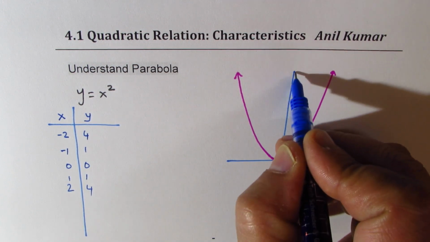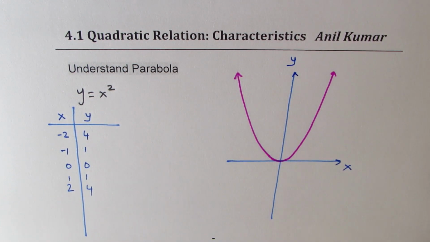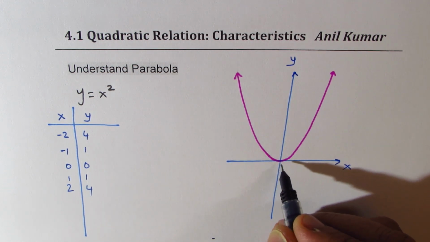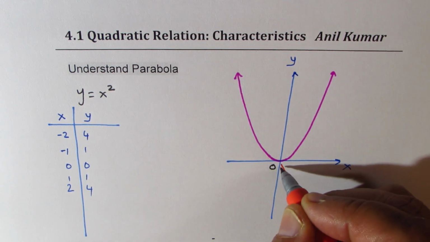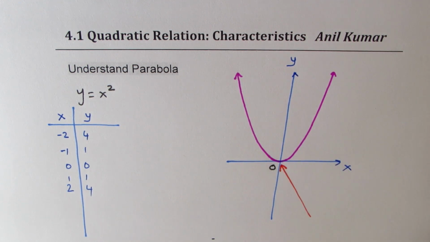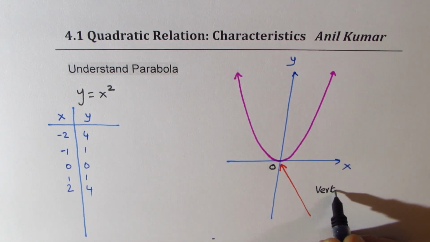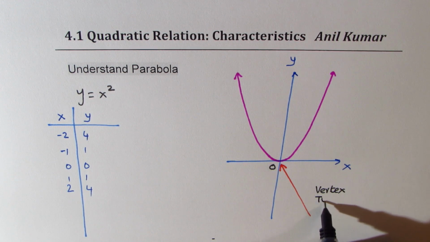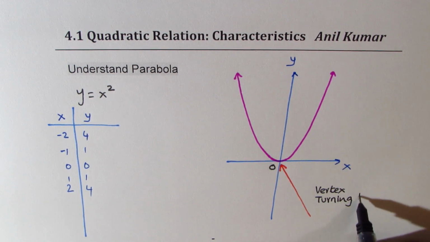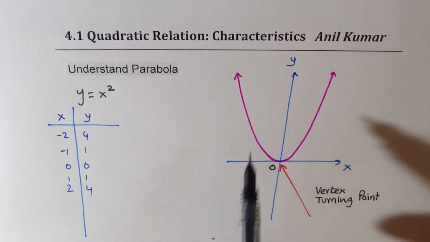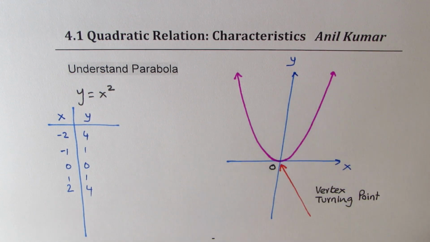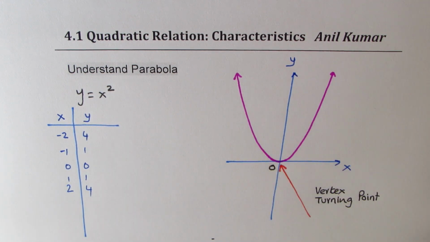Let's say this is the x-axis and this is the y-axis. Now you will find that it goes through the origin O, and the point here, which is a turning point, is a very important part of the graph. We call this the vertex. It is a turning point. Now, in this particular case, the graph opens upwards. So these are a few characteristics which you have to look into.